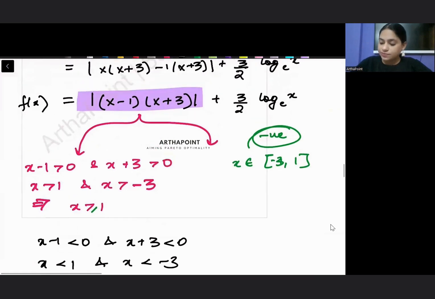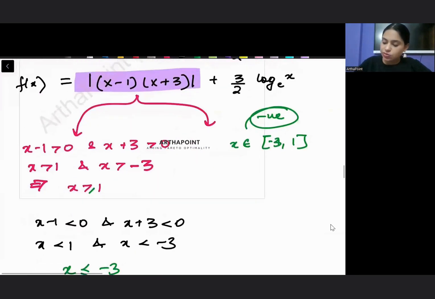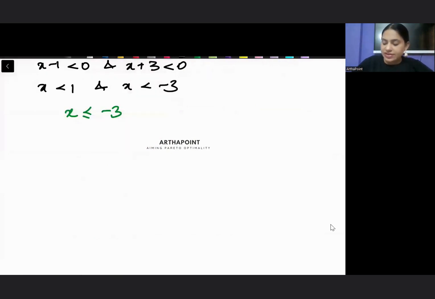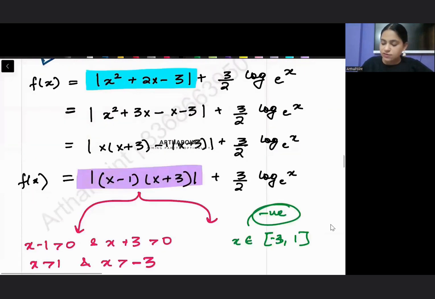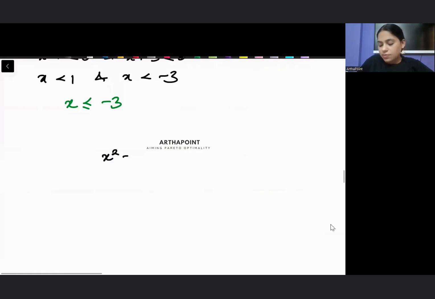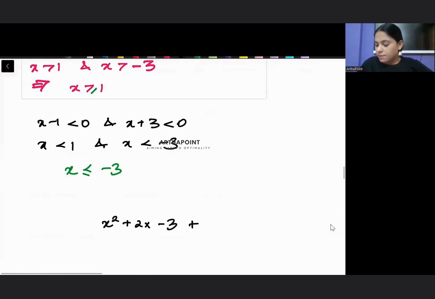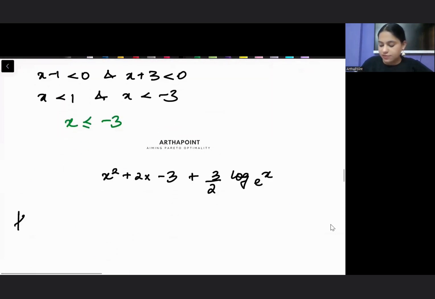Okay. So now what I can do therefore is open up this function. I'm going to write this function as the same that was given to me, x squared plus 2x minus 3 plus 3 by 2 log x to the base e. This will be my function, and I'm writing it with positive sign.